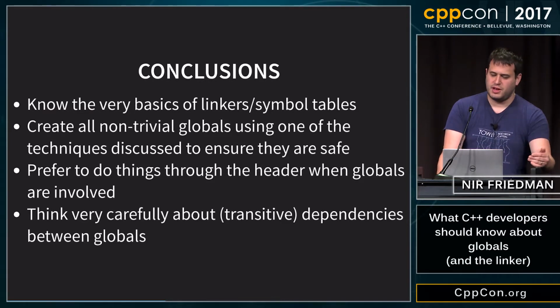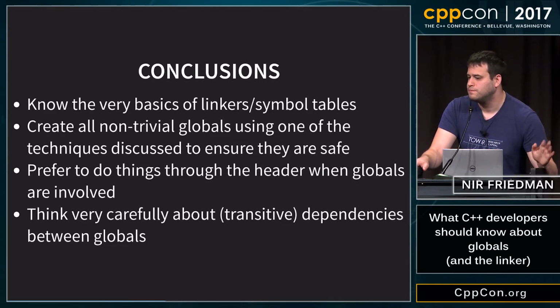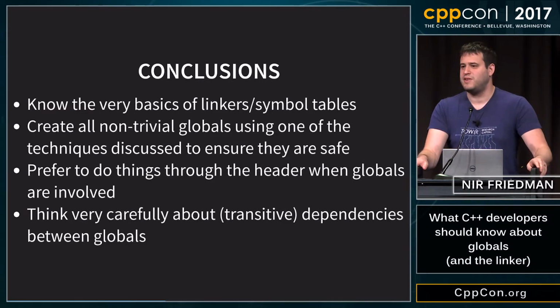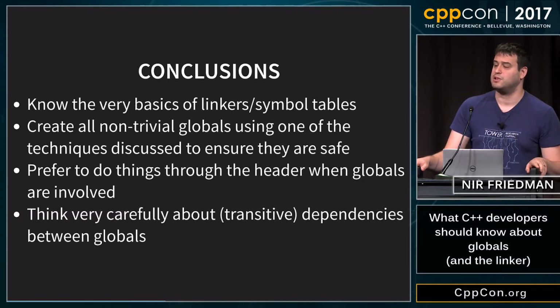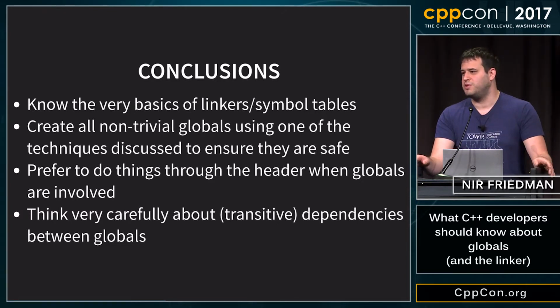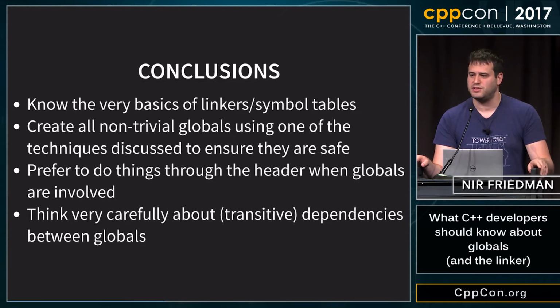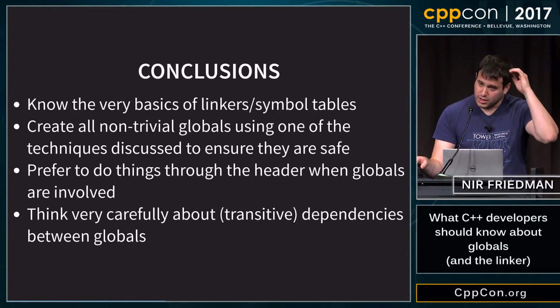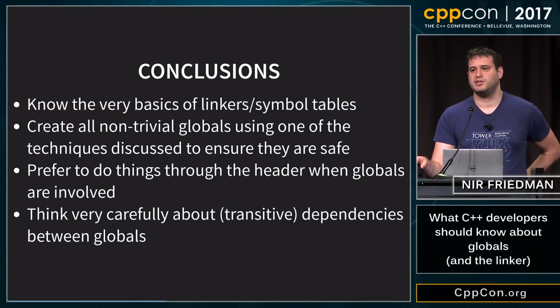Okay, so the end of the talk, conclusion. Just knowing the very basics of how a linker works, having a rough mental model, being comfortable with nm and objdump to debug these sort of things, is very recommended. Anytime you're creating a non-trivial global, something that's not an integer or a Boolean, use one of the techniques that I discussed. If you're on C++17, just use inline. Otherwise, use something else. Be aware of SIOF. Try to leverage header files to avoid dependency ordering problems.